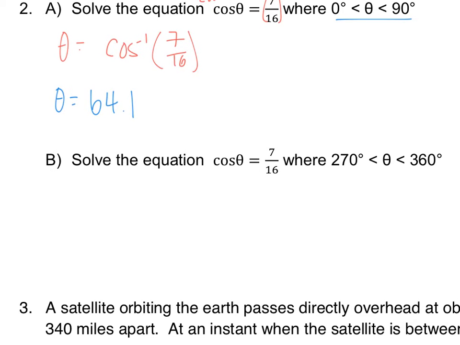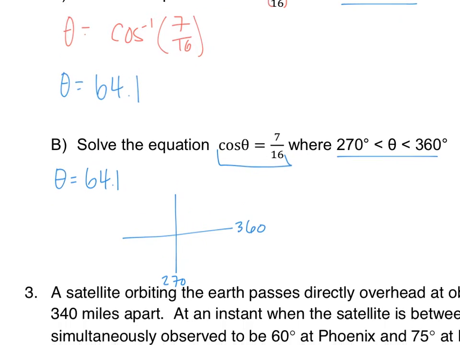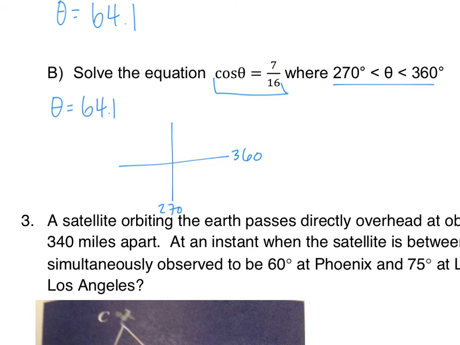So now the next question, we have the exact same starting value. So I know theta is going to equal 64.1 when I put that in my calculator. But now I need to find that same value, but where theta is between 270 and 360. So here's my graph. 270 is at the bottom, 360 is at the side. And I'm going to draw my line here. And then I'm going to put in the 64.1.